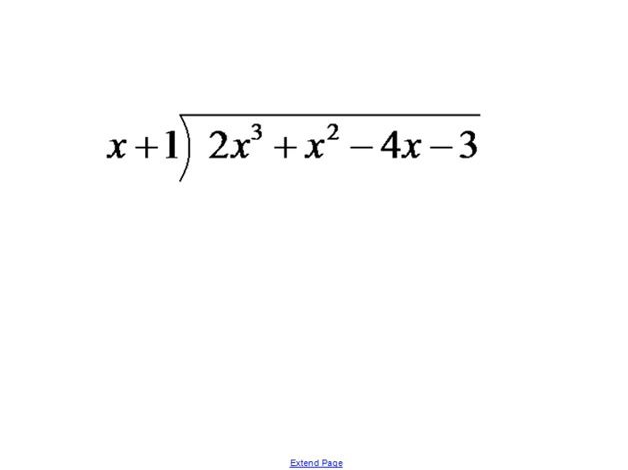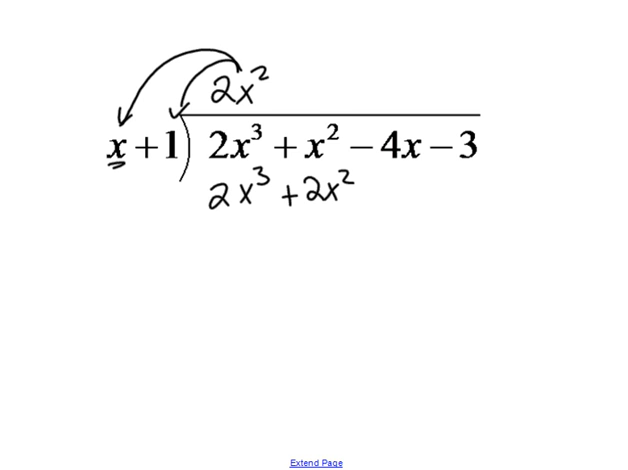All right, let's try it again. So I have x times what gives me 2x cubed. So your answer should be 2x squared. Then we're going to multiply. So I have 2x cubed plus 2x squared. Next thing I do is I subtract. Those go away. You're left with negative x squared. And then we pull down that minus 4x.